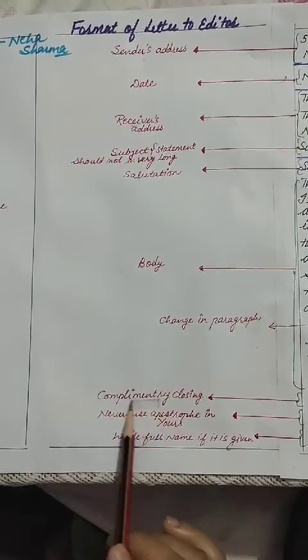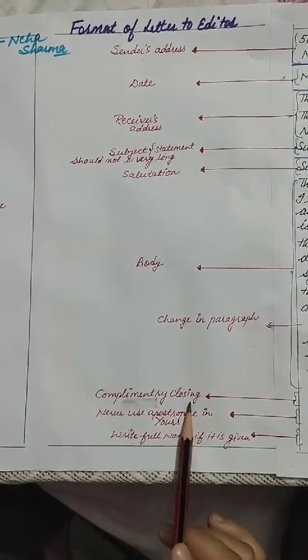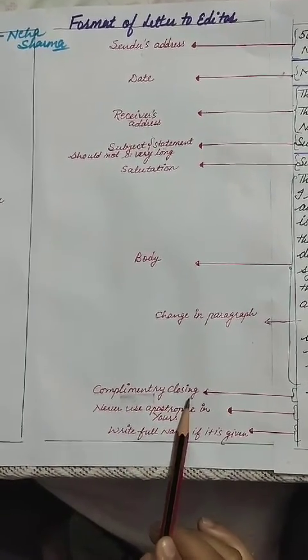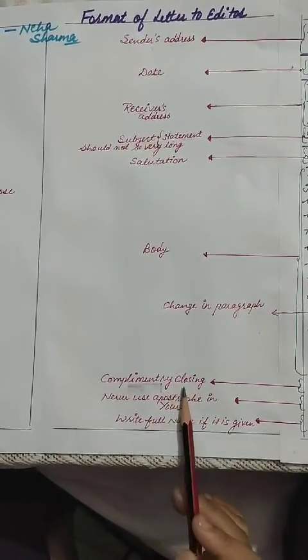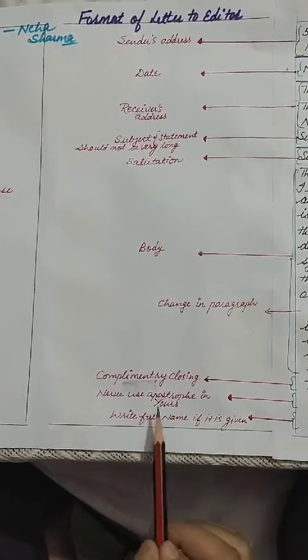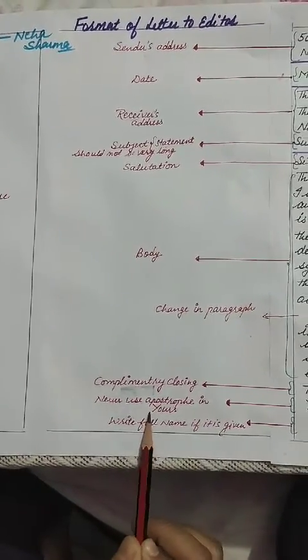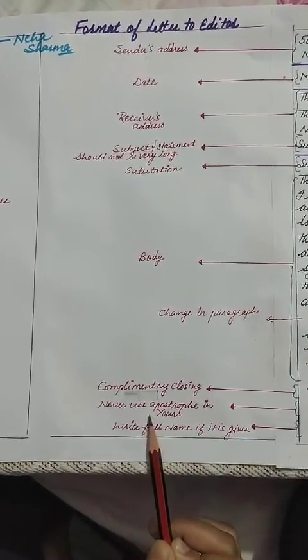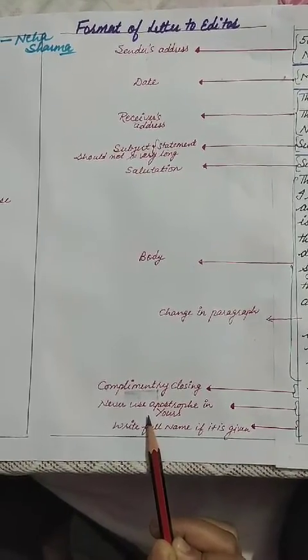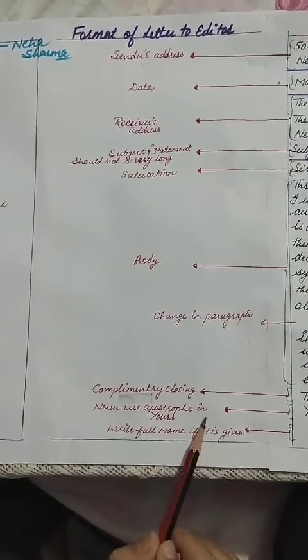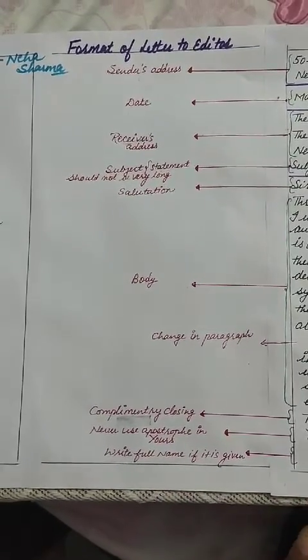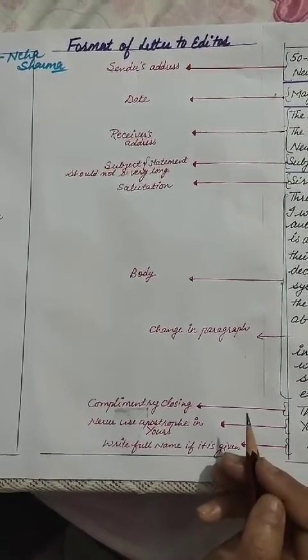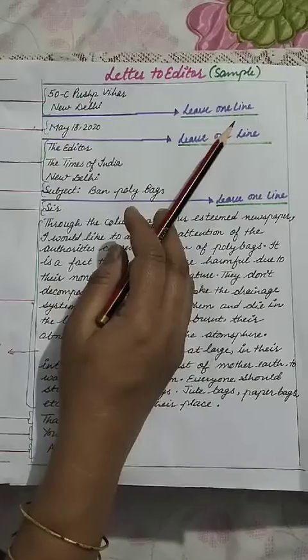Next is the complimentary close here. In complimentary closing, you can conclude the letter using thanks or thank you and regards. And in 11th part, sender's name, signature and a designation. If it is provided in the question, the same thing you have to write down. If it is not given, you may use ABC or XYZ or your own name.